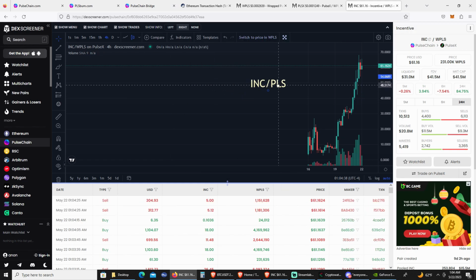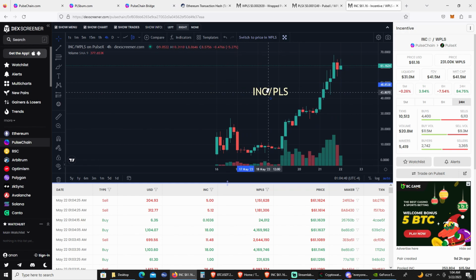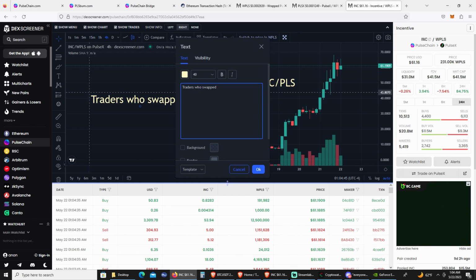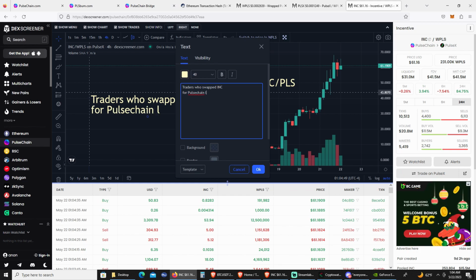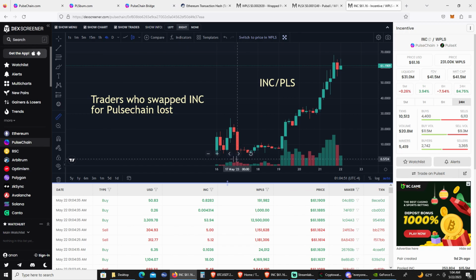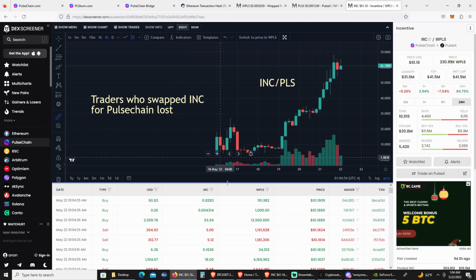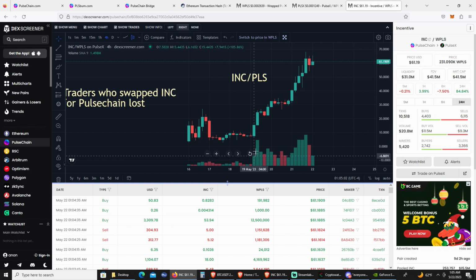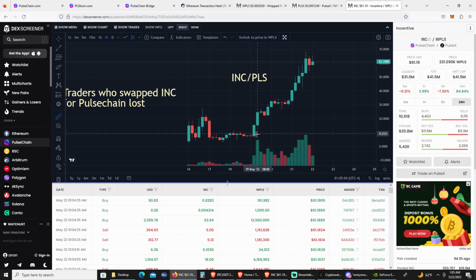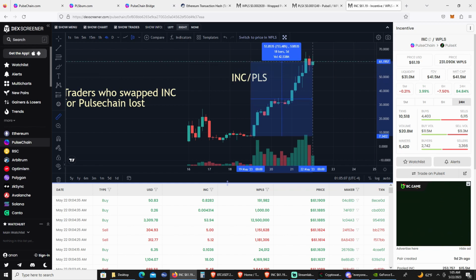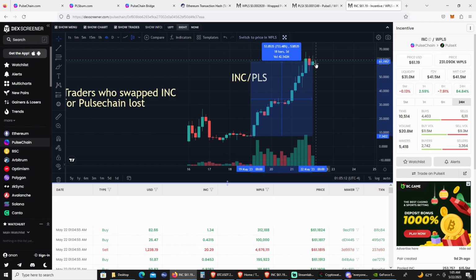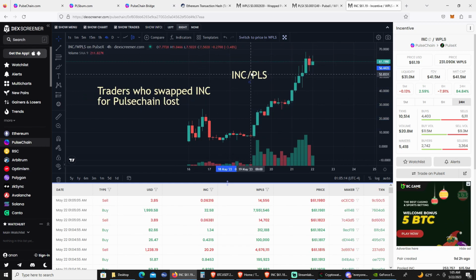So this is incentive token versus Pulsechain. Who lost money on day one? Traders who swapped INT for Pulsechain lost. Why did they lose? Because incentive token was around $3 and even at $1 for like very little volume. But after we get most of the volume, we're still about $6. So let's measure there from the volume liquidity. We're up about 733%. This thing went from the $7 range up to $60 range. This is the incentivized token.